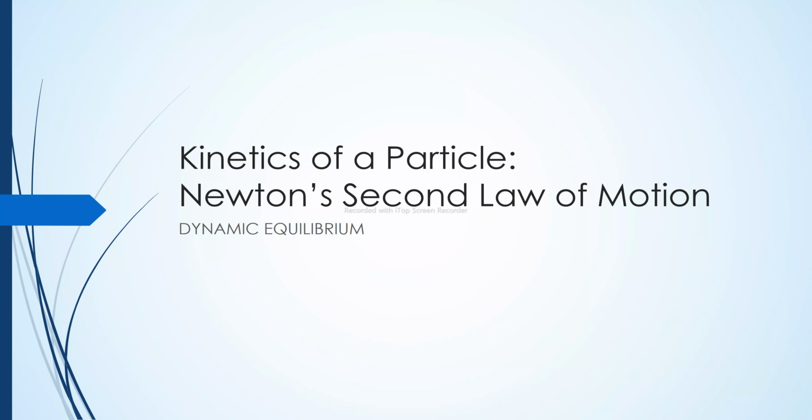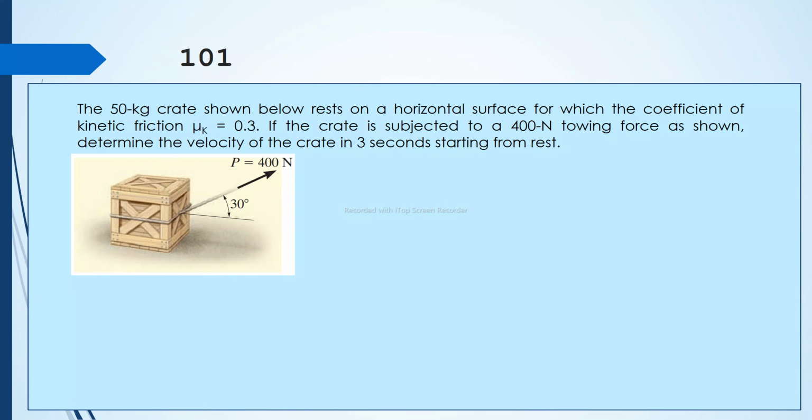And in equilibrium, the summation of all the vector forces acting on a specific body or a particle is just equal to the mass times the acceleration of that moving particle or object. Okay, let's proceed with our first example.